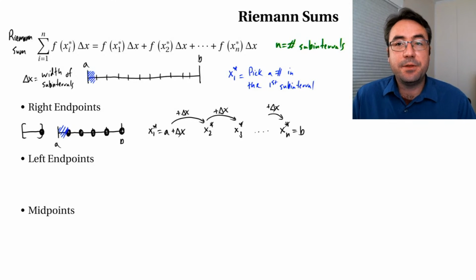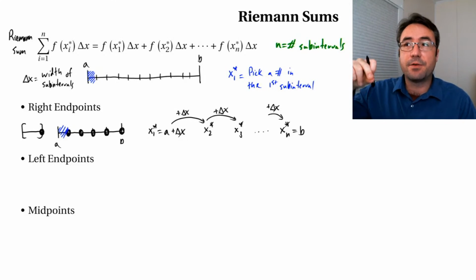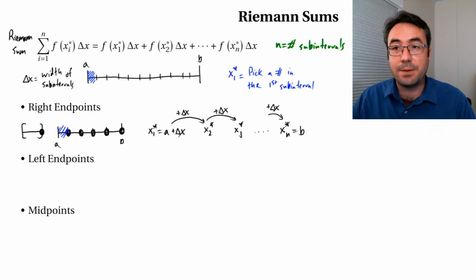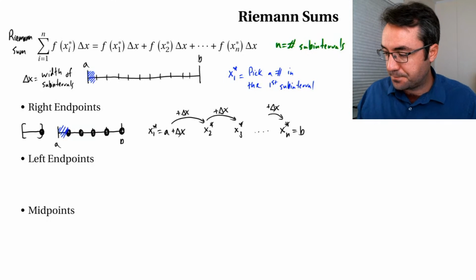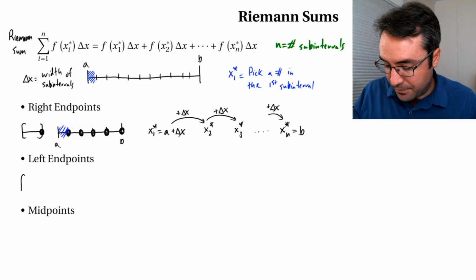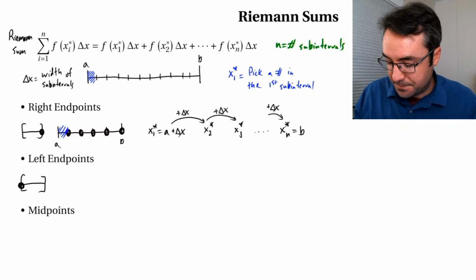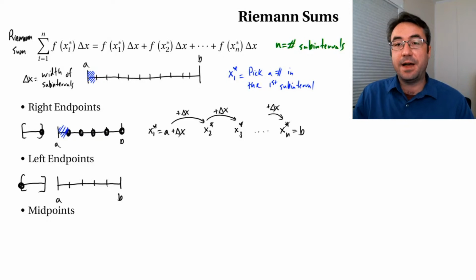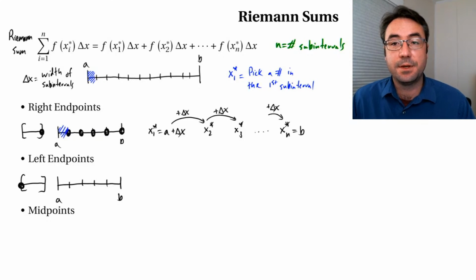And so these would be the points that we're using to find the height of our rectangle, or the velocity for our distance problem. Now we could use left endpoints. So if we have our subinterval, we could use the left endpoint. And so if we're looking from A to B, we slice this up. A little example here, let's break it up into 5 subintervals.